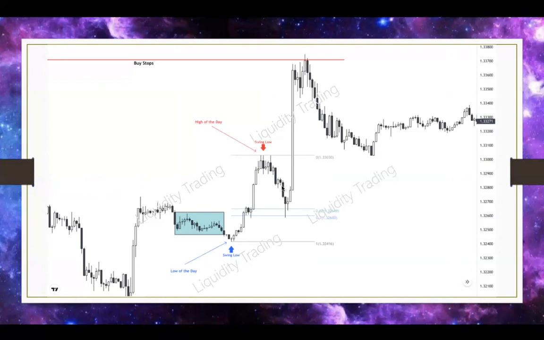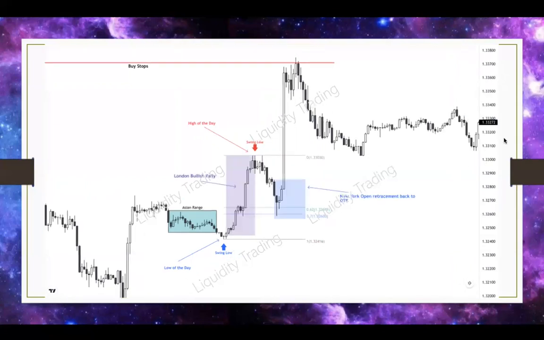The lunchtime trades back into the optimal trade entry, the 62% level, and continues the day in the same direction that London Open previously created. Again, we see the London bullish rally, a retracement in New York, and continuation for the rest of the day in the same direction.